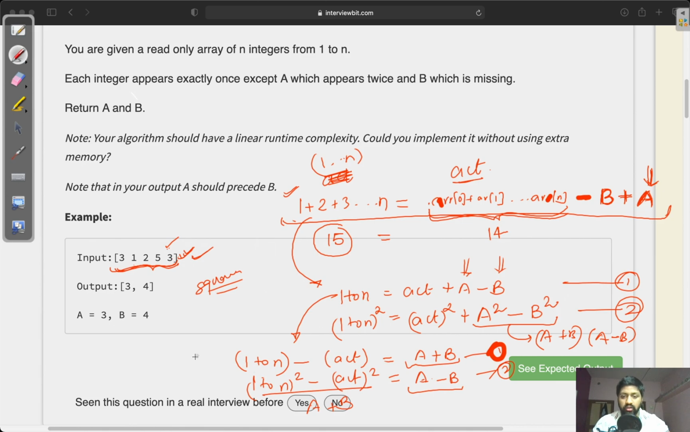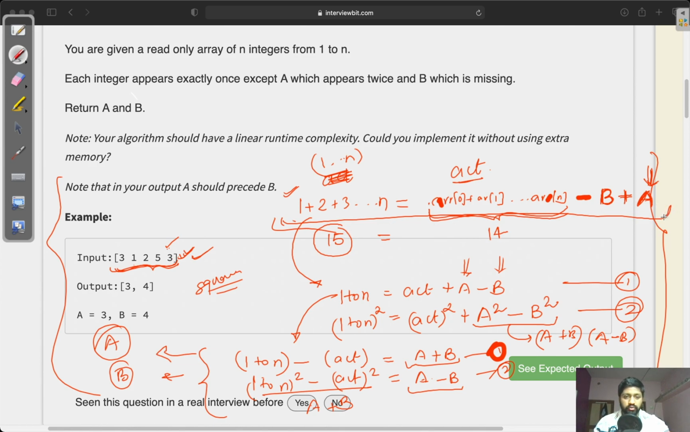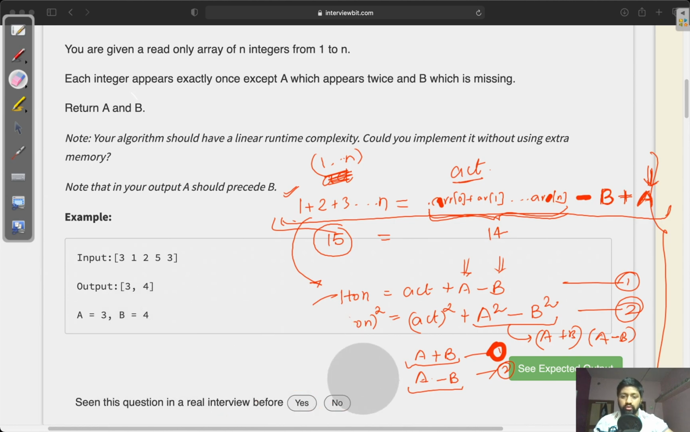So if we solve these two equations, we find out what is the number that is missing, which is a, and what is the number that appears twice, that is number b. If this math is not clear to you, repeat this video again and see this concept before jumping to the code. Okay, so I am erasing it now and I will show you how to code this.